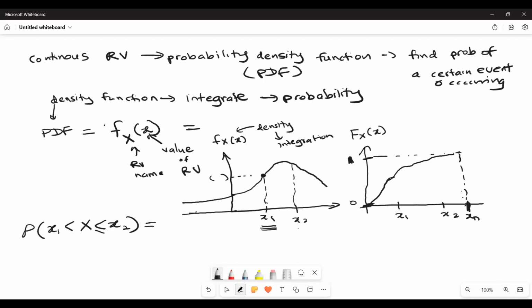So if I want to find the probability of a certain event occurring between these two outcomes, x1 and x2, I can find it using the cumulative function. So basically, we define the probability that the outcome of a certain experiment is between x1 and x2. Then the probability I can define using the probability density function, and I will explain it.